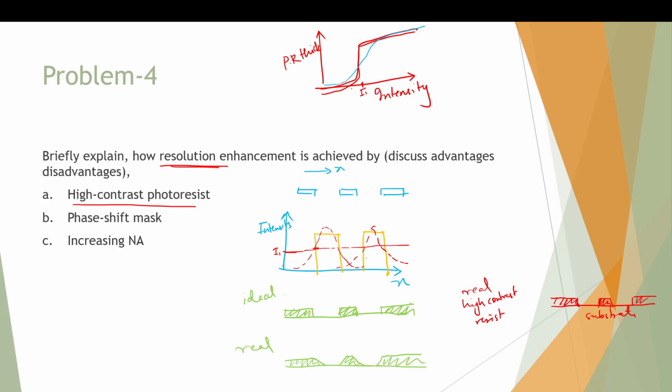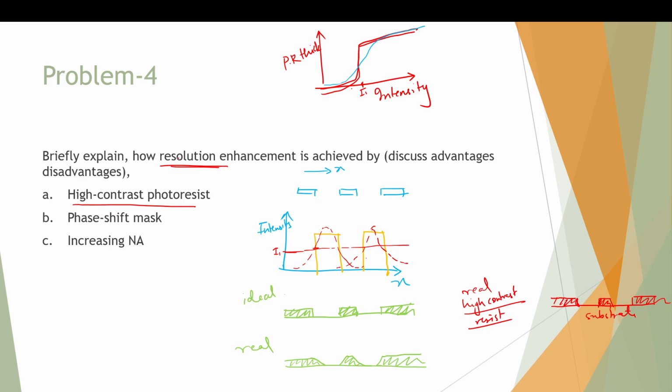If you see, the open area is much closer to the ideal situation compared to here. Here, because some resist is left, the open area is reducing. So that is why high contrast resist is much better for enhancing resolution.